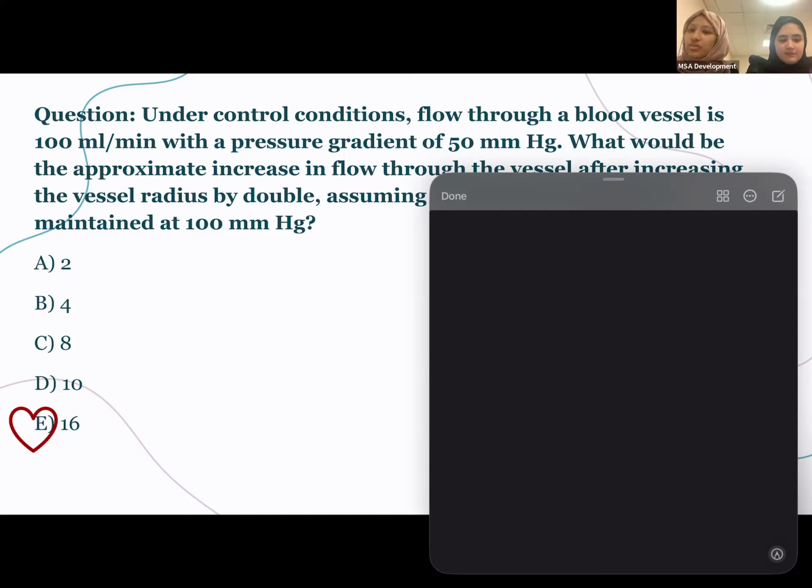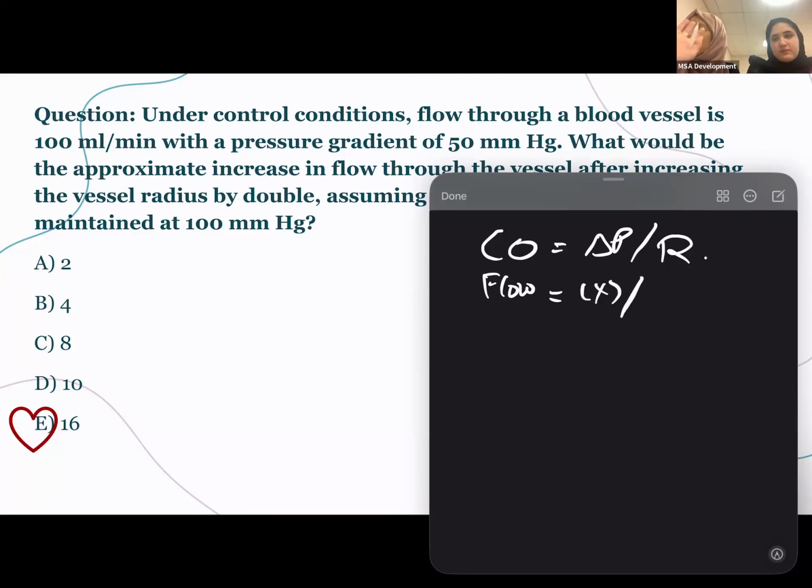Now you guys know the formula: cardiac output is equal to change in pressure over resistance, right? Now that they're asking for flow, it's basically cardiac output. That's what I was trying to draw earlier. So the pressure difference, you don't care about the pressure in this question, and then over resistance. Now how do you calculate resistance?